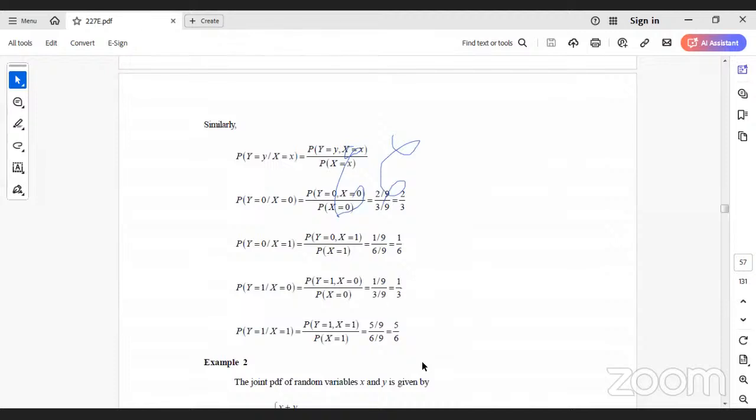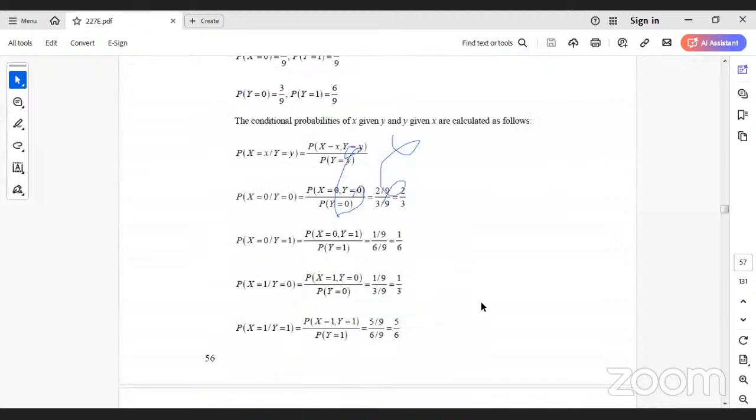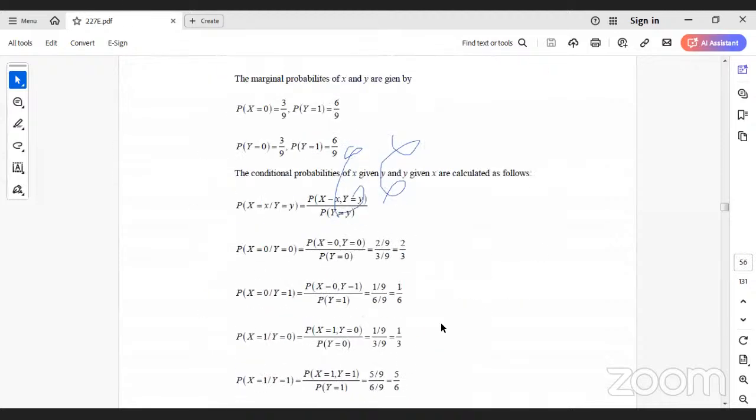So the values are 3 by 9, 6 by 9, and after the simplification we find the values here. The table format is given here, so we can easily find it out. Without table form, how can we find it?